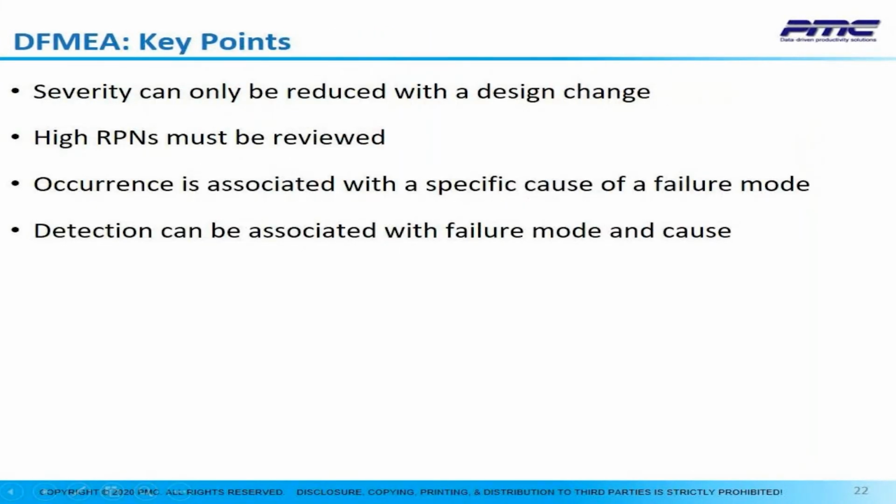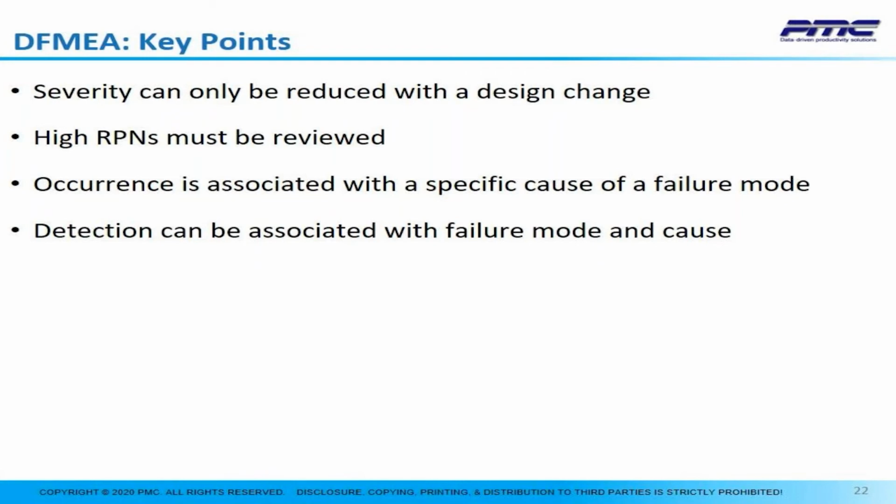And some key points about DFMEA. Severity is associated with the most serious effect of a failure mode. It can only be reduced if there is a design change. Occurrence is associated with a specific cause of a given failure mode. It can only be reduced by removing or controlling one or more of the causes of a given failure mode through a design change.